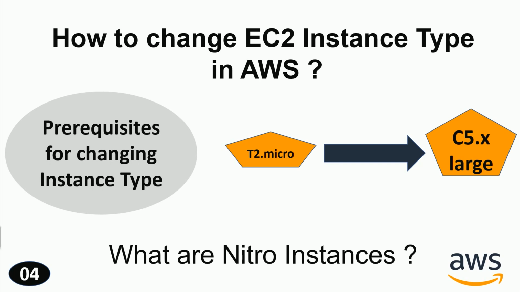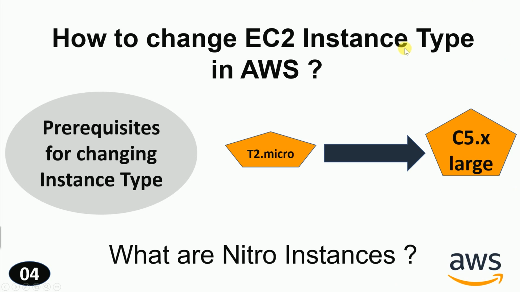In this video, we are going to discuss how to change EC2 instance type in AWS, what the prerequisites for changing instance type are, what Nitro instances are, and basically what the requirement is for changing the EC2 instance type. Like this is just t2.micro and there could be c5.xlarge or whatever it could be. So what is the requirement? Basically, let us discuss that first.